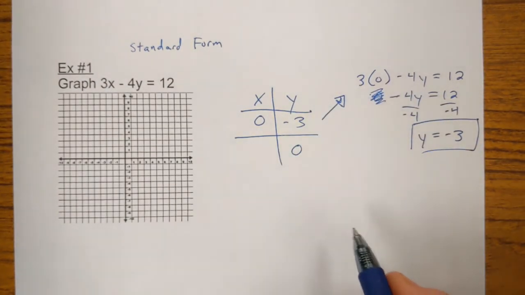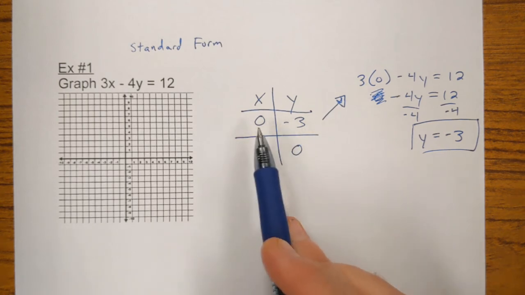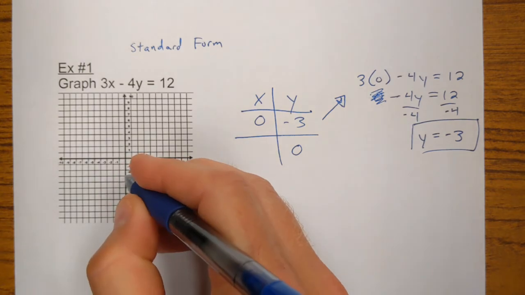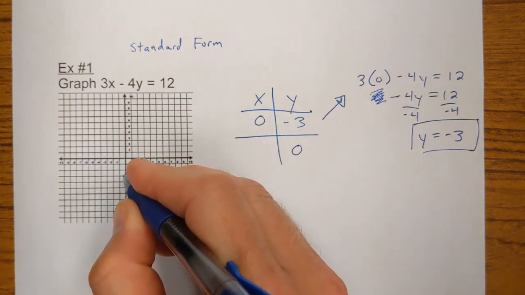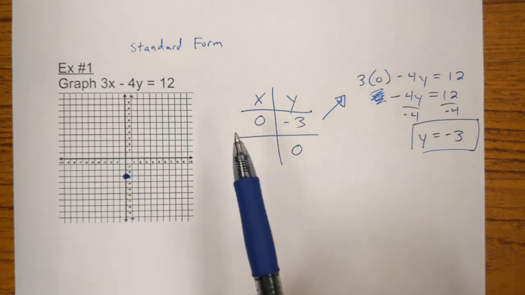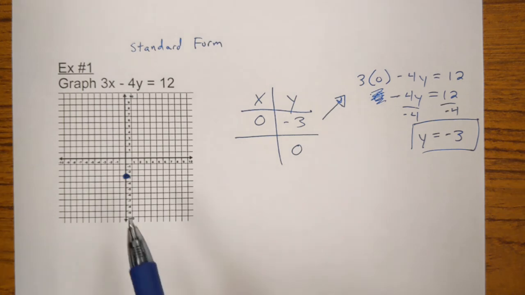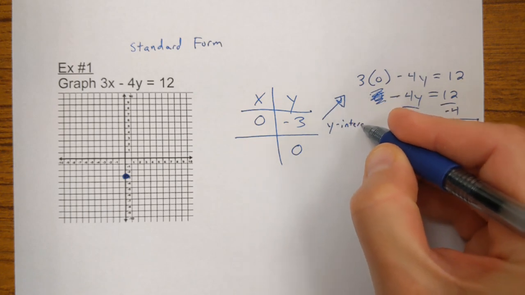I have successfully now found the first point of this graph, 0, -3. The first point of this line, I should say, 0, -3. And I'm going to go ahead and draw it on my graph. And this point has a special name. This point is where the line falls on the y-axis. This is called the y-intercept.